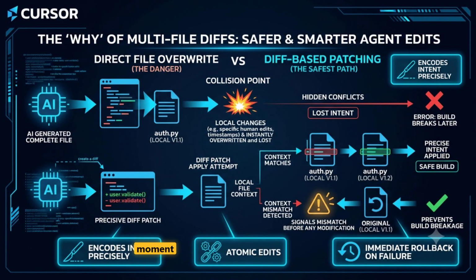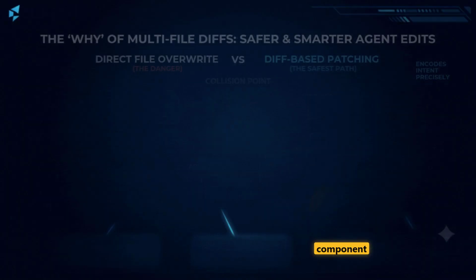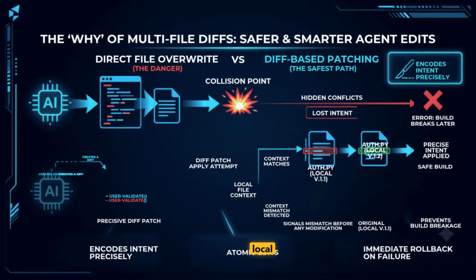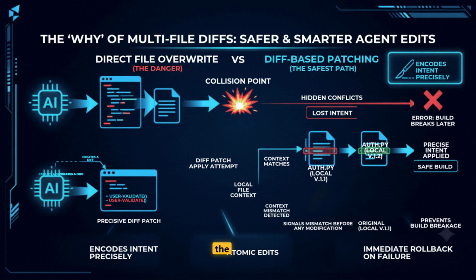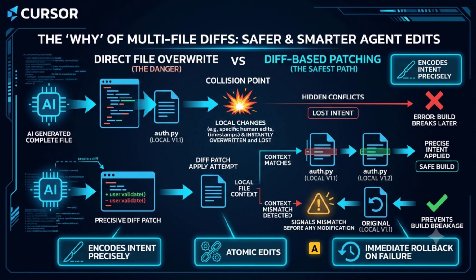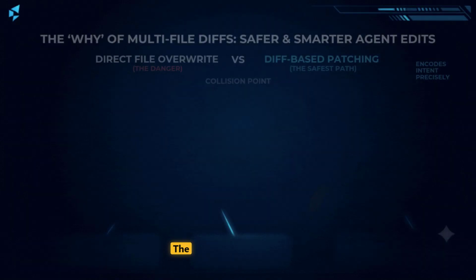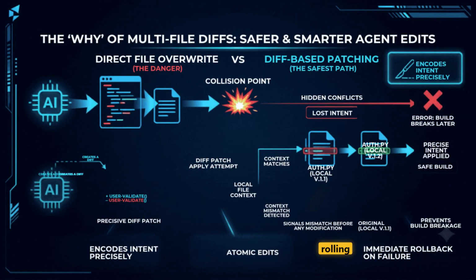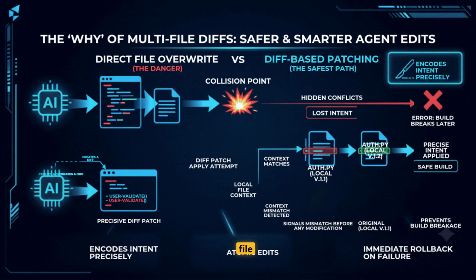This is the moment the patch application engine, the component we saw earlier, notices your local file changed or drifted since the agent first read it. A direct override can't see this, it just clobbers your edits. The diff engine immediately halts, rolling back to the original file to prevent build breakage.